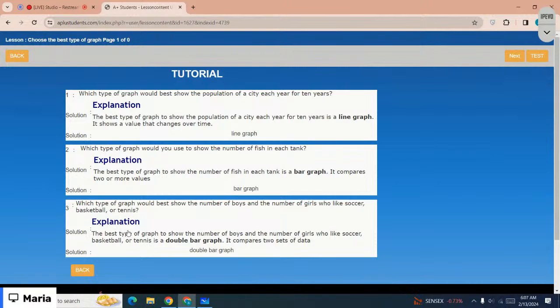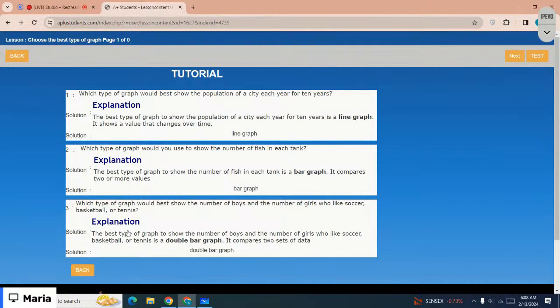The next one is, which type of graph would you use to show the number of fish in each tank, right? So whenever you have to compare different values, because you have to compare the number of fish in different tanks, you have to use the bar graph, right? Whenever there is a comparison in the data, you always use the bar graph.